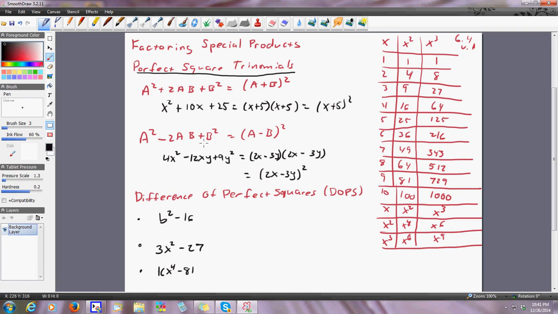My a squared was 4x squared, so if you take the square root of that, a equals 2x. My b squared was 9y squared. You take the square root of that, you get 3y. So negative 2 times 2x is negative 4x, times 3y is negative 12xy.